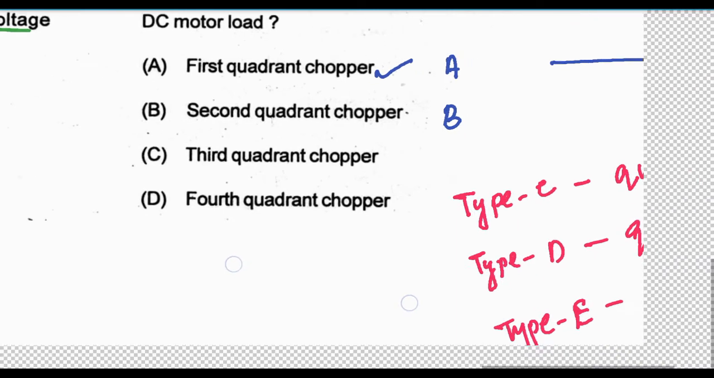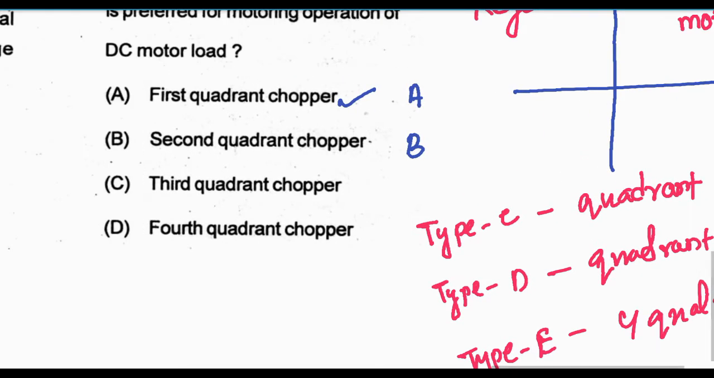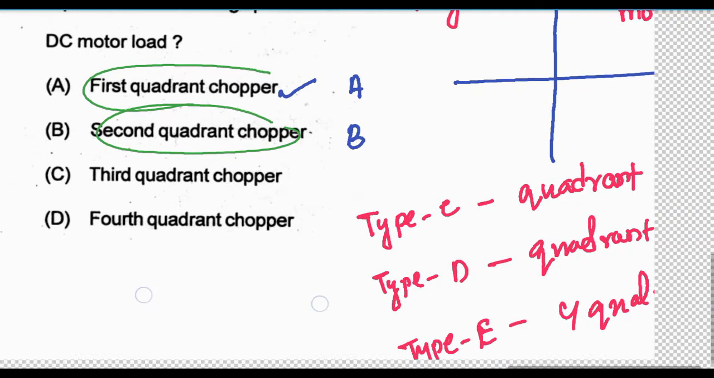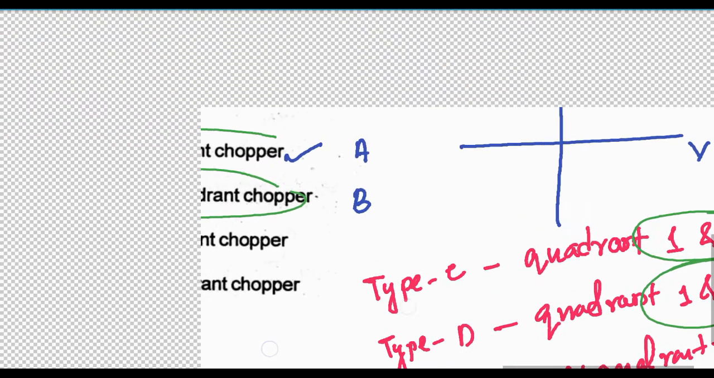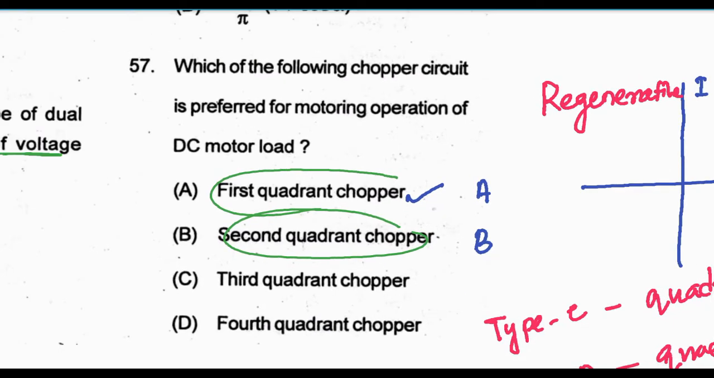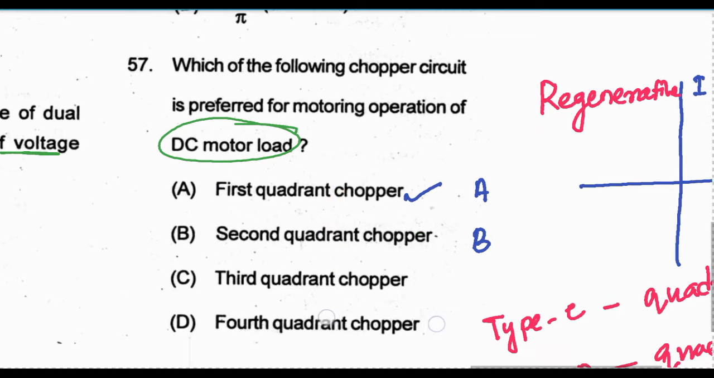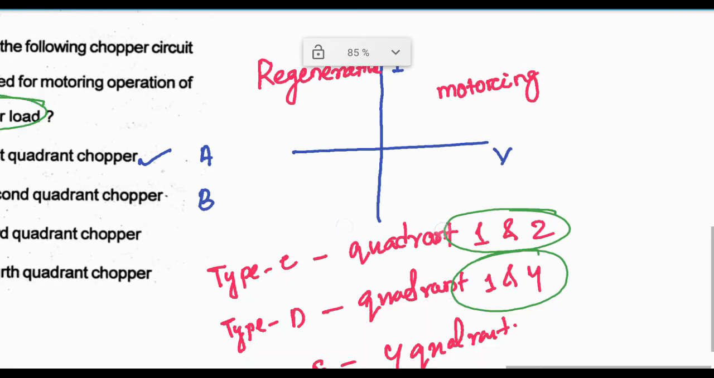Type A operates in first quadrant, type B operates in second quadrant, type C operates in both first quadrant and second quadrant, type D operates in first and fourth quadrant, and type E is a four quadrant chopper, that means it operates in all the quadrants. So what is the question? The question is, for DC motor load, what type of chopper is generally used. Here we will see what type of chopper we can use.